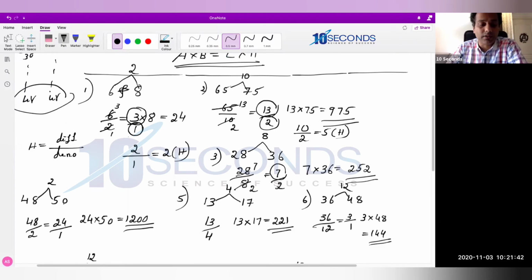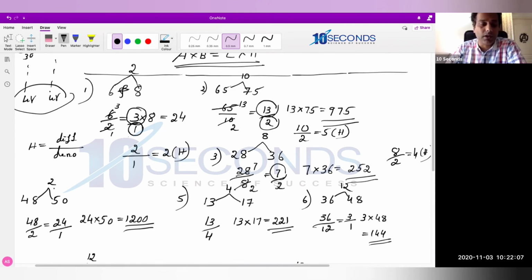What is the difference in this 48 and 50 question? 48 and 50, question number 4. So let me complete question number 3. Question number 3 is here. 28 and 36. What is the difference? 8 is the difference. What is in the denominator? 2. Let me write it here. 8 is the difference. Divided by 2. 4 is HCF. 8 divided by 2, 4 is HCF.